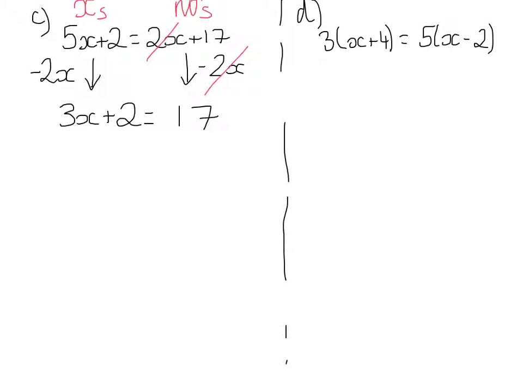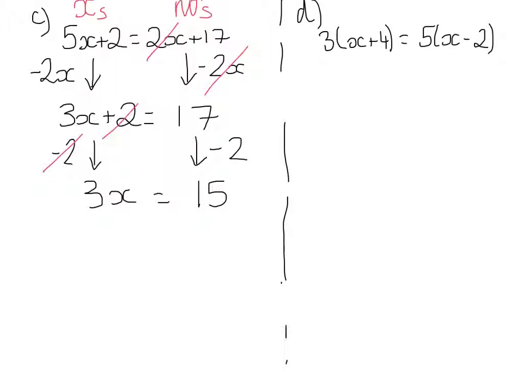Something that looks a bit easier to work out. So I want to get my x's on this side, so I'm going to have to get rid of this plus 2 by doing the opposite, which is minus 2. So these two cancel out, so all I'm left with on this side is 3x, and on the other side I've got 17, take away 2, which leaves me with 15.